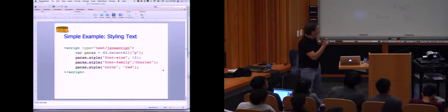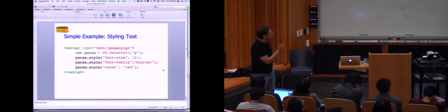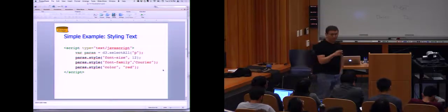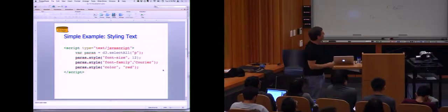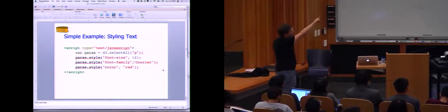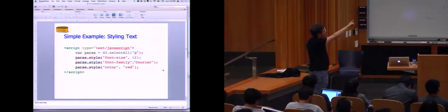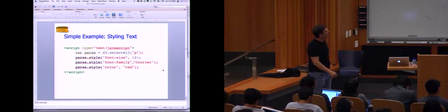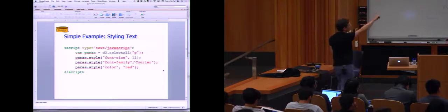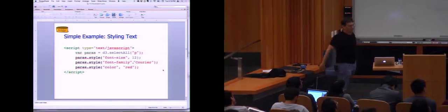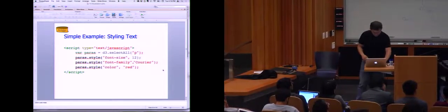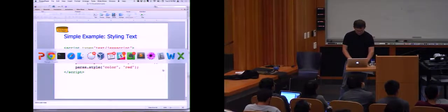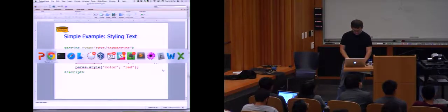It's going to be a little JavaScript script. The first thing is a select all that grabs all the paragraphs, all the P's, out of the document. We assign that to a JavaScript variable, paras, and we change its style, so the font size is 12. We're going to change its font family to Courier, and its color to red. Okay? And now I will show you a web page with this stuff in it.